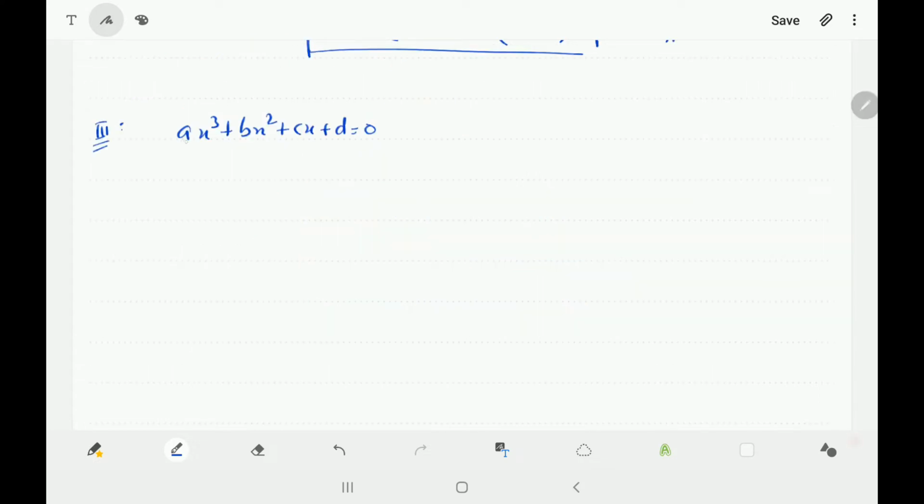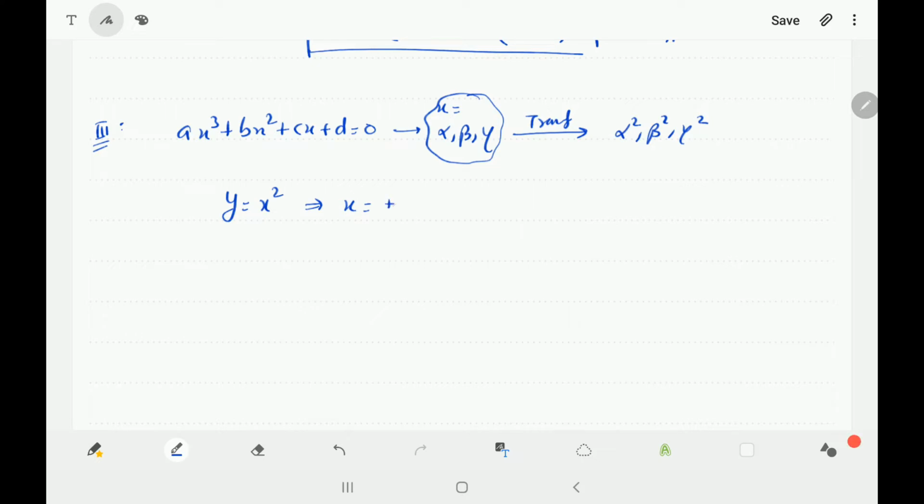Let's take one more example. We have a cubic equation ax cube plus bx square plus cx plus d equal to 0, whose roots are alpha, beta and gamma. So we want to find a transformed equation whose roots are alpha square, beta square and gamma square. Okay, so we'll consider x values as alpha, beta, gamma. So y will definitely be equal to x square and x will be equal to plus minus under root of y. Now whether you use root y or minus root y, both will give us the same result, because while solving you will get to see that.